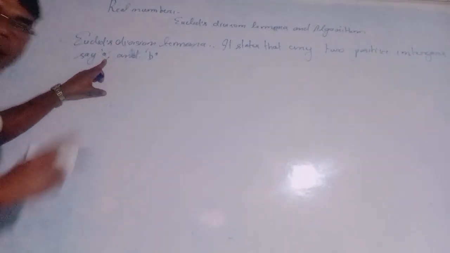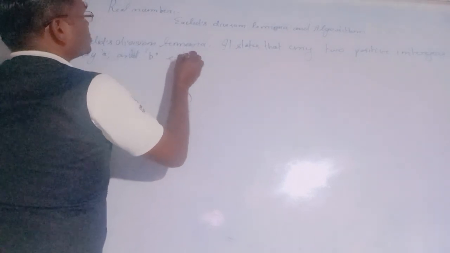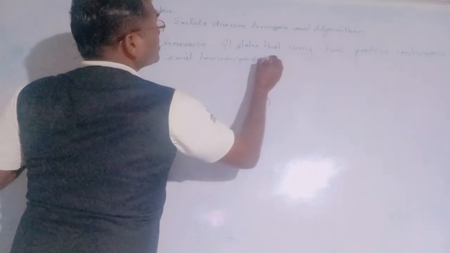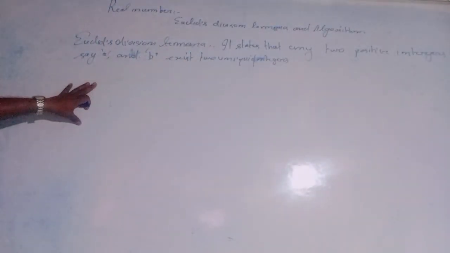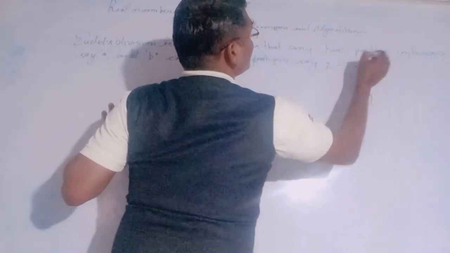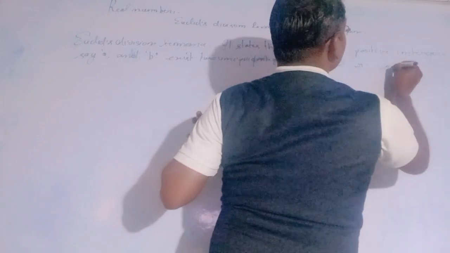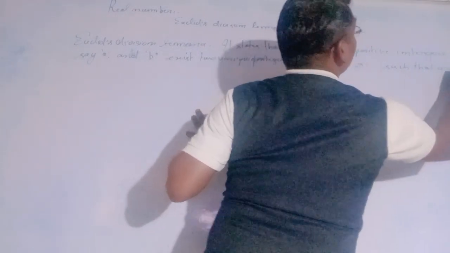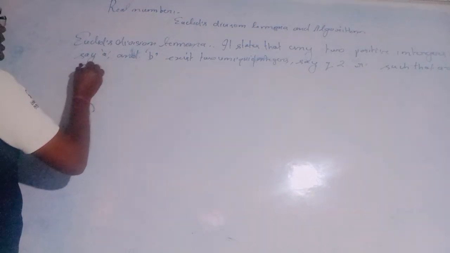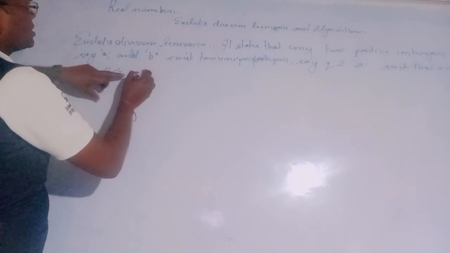there exist two unique integers, say q and r, such that a is equal to bq plus r, where 0 is less than or equal to r, and r is less than b.